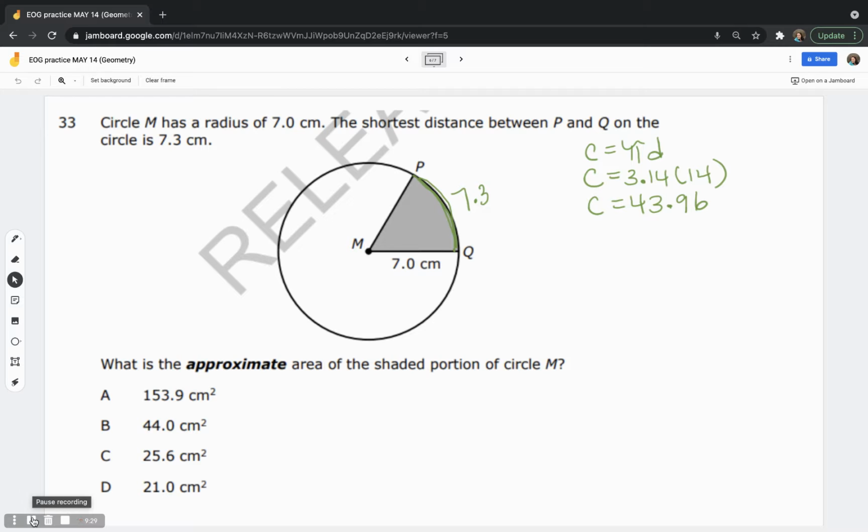So we're going to figure out what percentage that is. So I'm going to say 7.3 out of 43.96. And I'm going to divide that to see what percentage it is. All right, when I divide that, I'm going to get 0.166. So that would be about 16.6%.